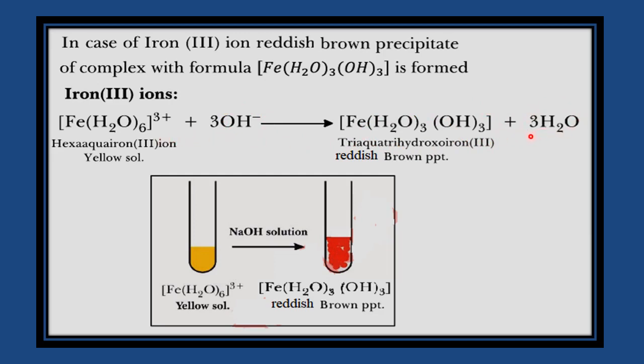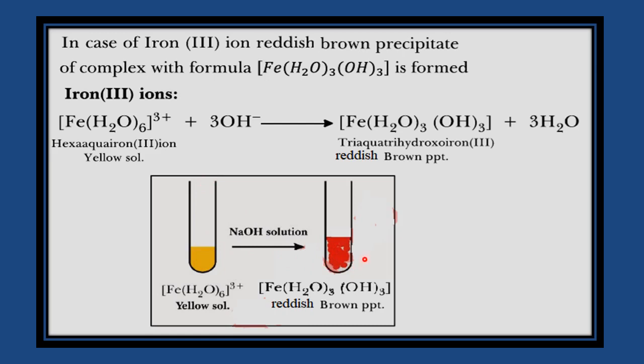Now students, look at the color change. This is iron 3 solution. When sodium hydroxide is added to the solution, it is going to convert into reddish brown precipitates of this neutral complex.